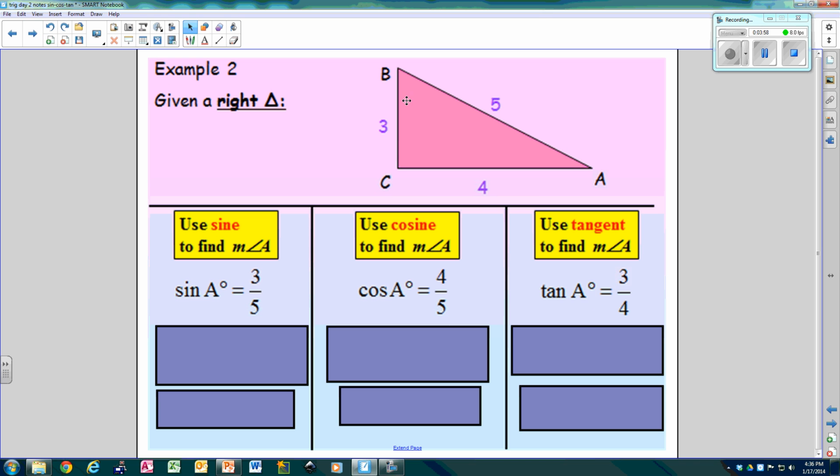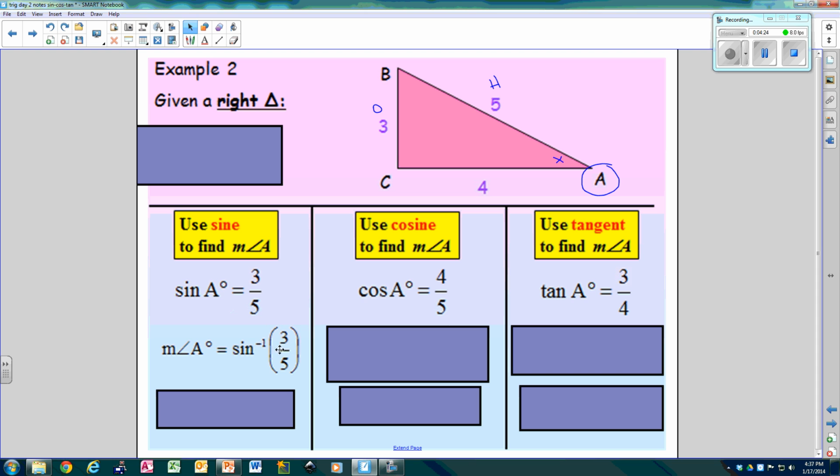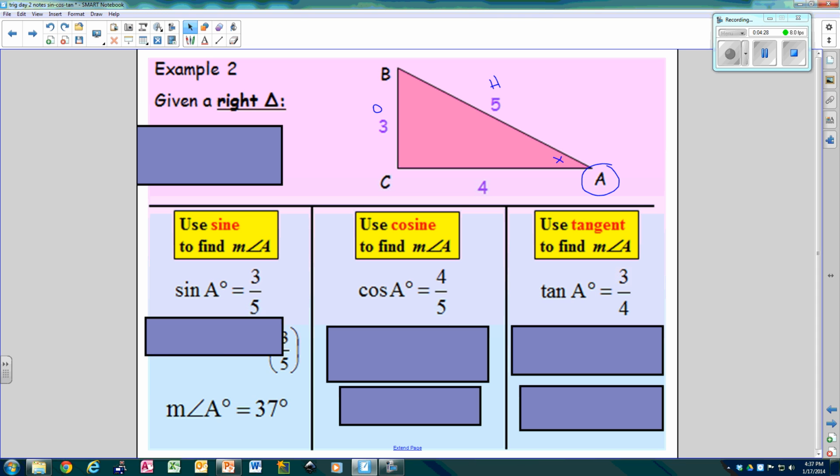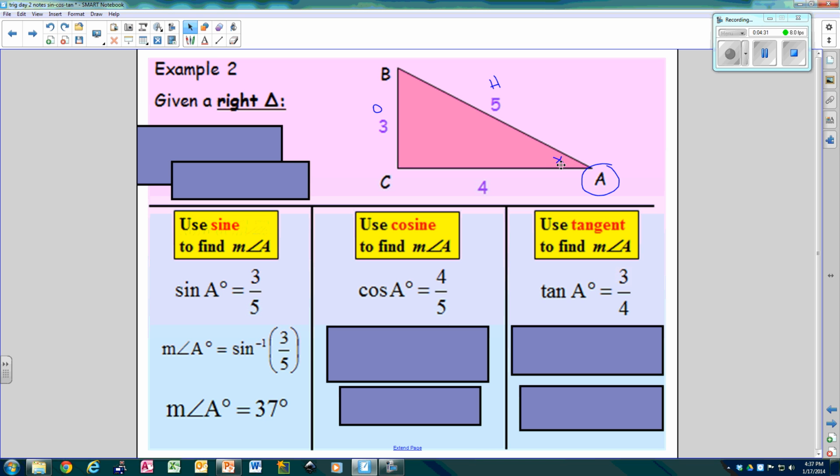So now, given that this is a right triangle, use sine to find the measure of angle A. So now we're actually going to find out how big that angle is. The sine of angle A says I have to use the hypotenuse and the opposite, so that would be 3 over 5. Remember, you move the sine over and you get inverse. So in your calculator, you go second sine 3 over 5, and we find out that this angle is 37 degrees.